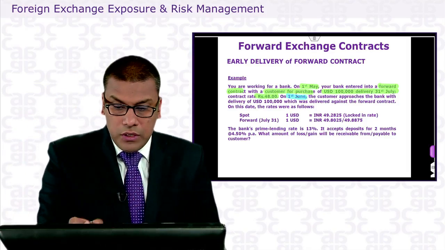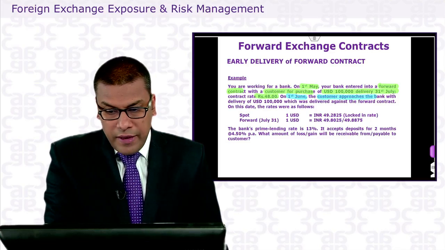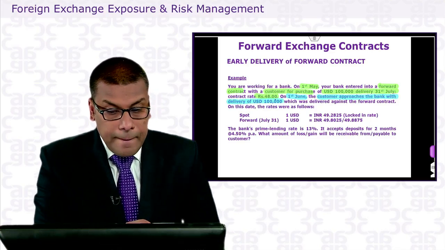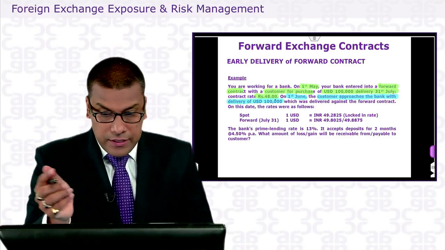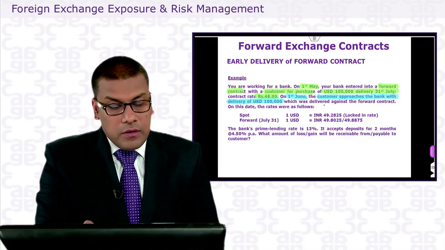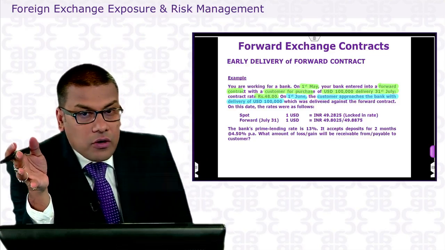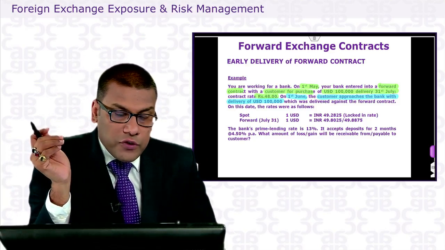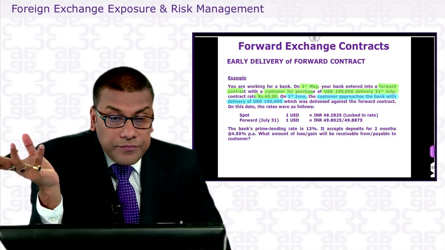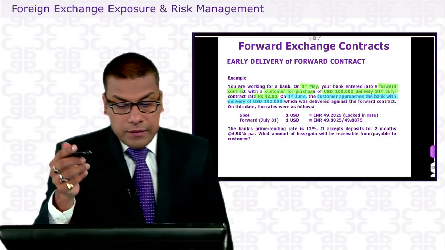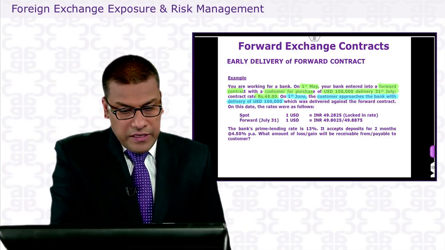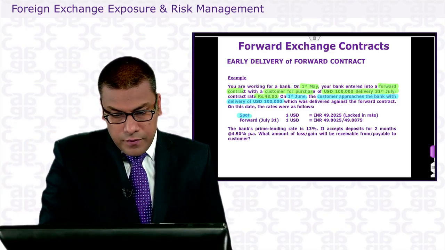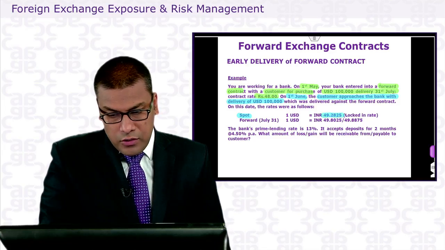On 1st of June, the customer has approached the bank with a delivery of 1 lakh USD against the original contract. So it was supposed to be delivered on 31st of July, and you came almost 60 days before on 1st of June to deliver it. And on that given date, the spot rates prevailing in the market were 49.2825, and it's a locked in rate.